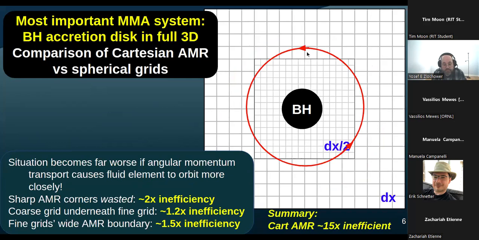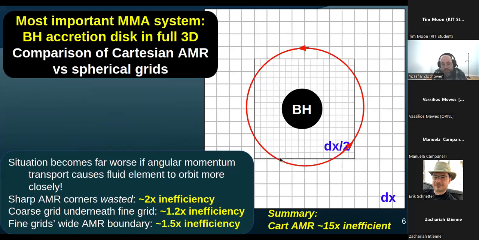Now consider when we have a fluid flow that is closer to the black hole. Say angular momentum transport causes this fluid element to orbit more closely. Well, we have these sharp AMR corners, you see, where we have a lot of grid points here, and this fluid element is moving from a rather coarse grid to suddenly a very fine grid and back to a coarse grid. So again, any sort of Nyquist resolved feature in this high resolution region will suddenly become under-resolved as soon as you get back to the coarse region.